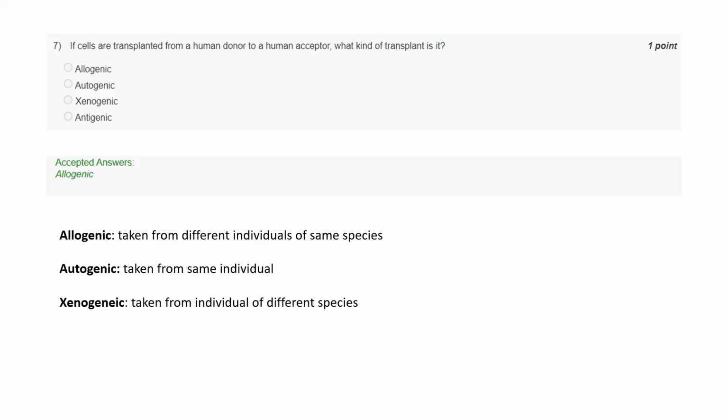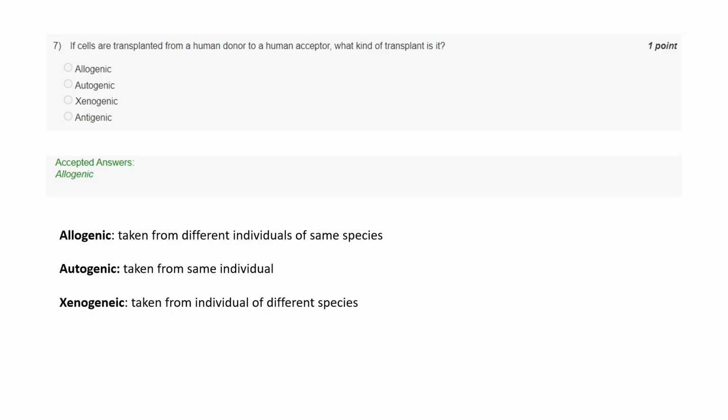Against that, what is autogenic? Autogenic is taken from the same individual. Let's say there's a patient and we want to treat a particular disease. We take some stem cells from him, process these stem cells and send them back to the same patient. Let's say we do some gene therapy with the stem cells and then implant them again into the same patient. That will be known as autogenic.